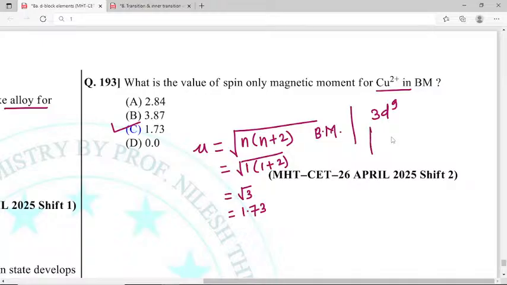So how to calculate the unpaired electrons in this way? First, second, third, fourth, fifth, sixth, seventh, eighth, ninth. So how many unpaired electrons are there? 1. So 1 unpaired electron, and this is the 1.73 Bohr magneton value.